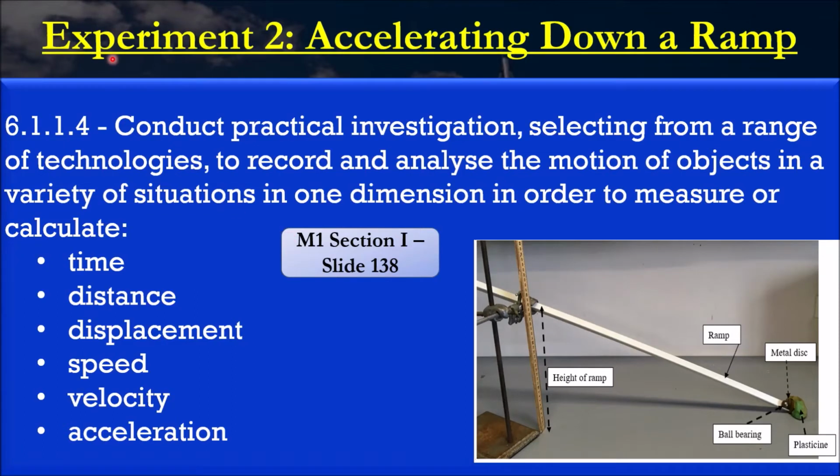Alright, welcome back to another analysis video on experiment 2, accelerating down a ramp. This is going to cover the dot point of module 1 inquiry question 1, dot point number 4. It says conduct a practical investigation selecting a range of technologies to record and analyze the motion of objects in a variety of situations in one dimension.